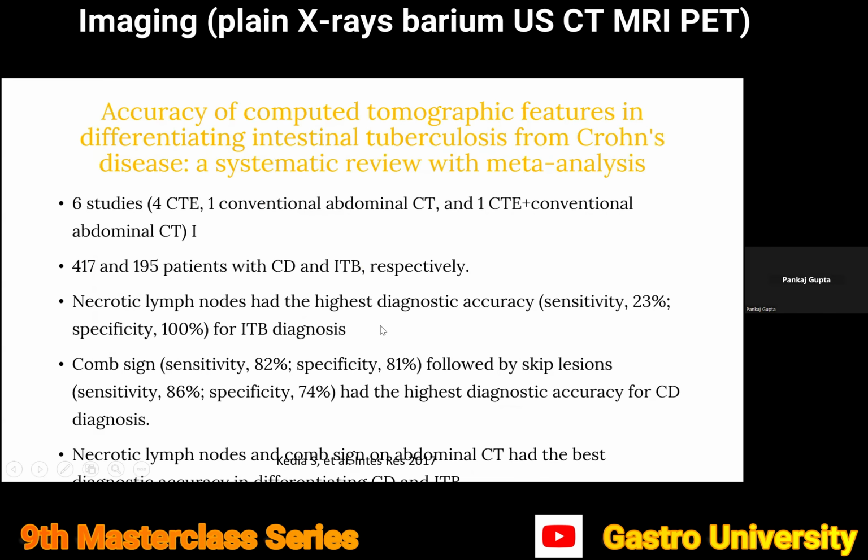This was a systematic review performed by the AIIMS group, which showed that the finding that had the highest diagnostic accuracy for diagnosis of ileocecal TB was necrotic lymph node. So in fact, this is the most specific finding. If you are faced with a dilemma between TB and Crohn's disease and you see necrotic lymph nodes, you are absolutely sure that you are dealing with tuberculosis and not Crohn's disease.